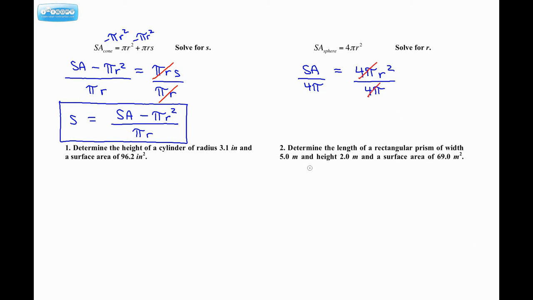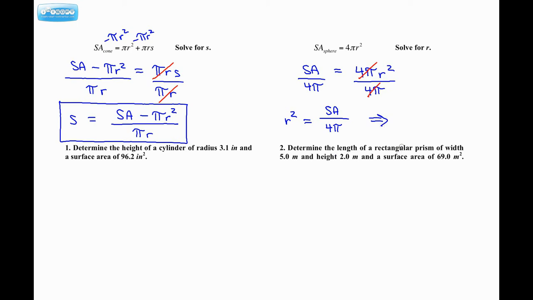Unfortunately, I don't have r yet. I have r squared, and that is equal to the surface area divided by 4 pi. Well, if r squared is equal to the surface area divided by 4 pi, r itself must be the square root of this. So I'm going to effectively take the square root of both sides.